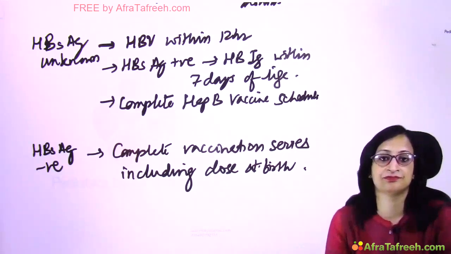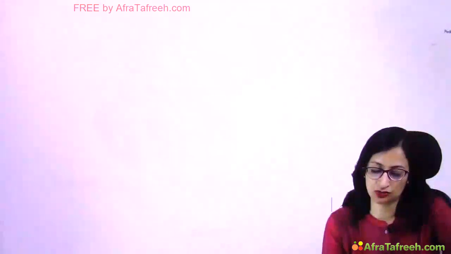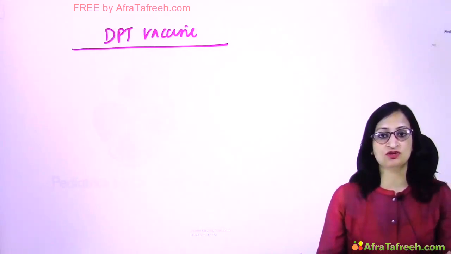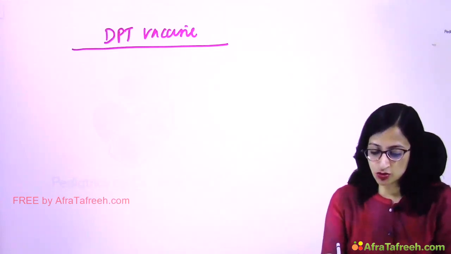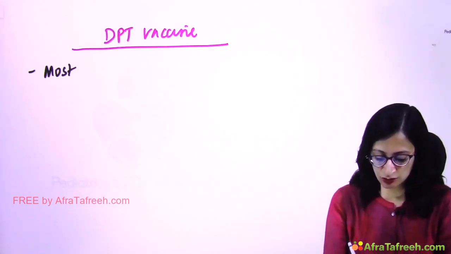Okay. So that is about prevention of the hepatitis B transmission to the baby. Now moving on to DPT vaccine. So DPT vaccine protects against diphtheria, pertussis as well as tetanus. Okay. Now most of the adverse effects of DPT vaccine are due to the pertussis component.